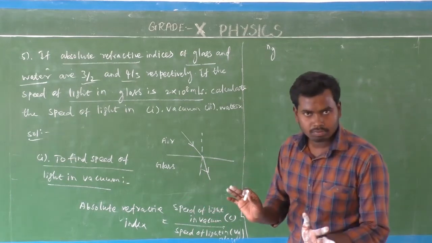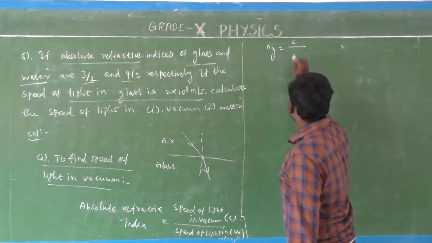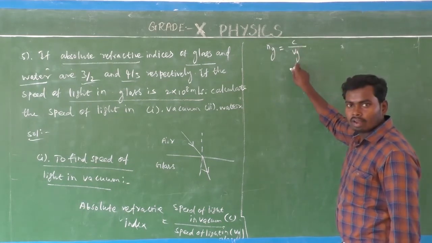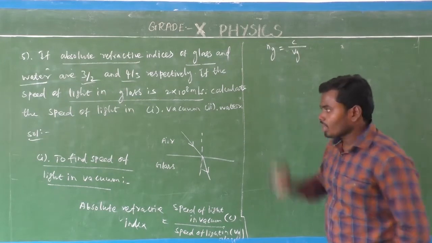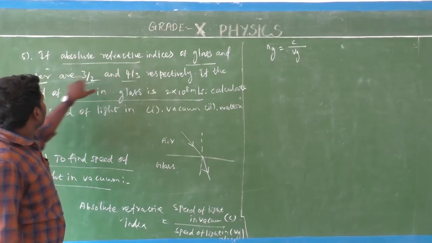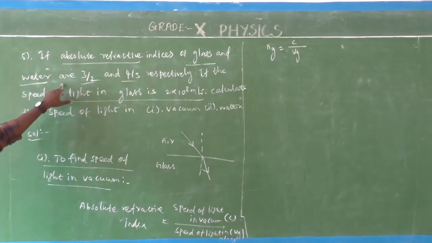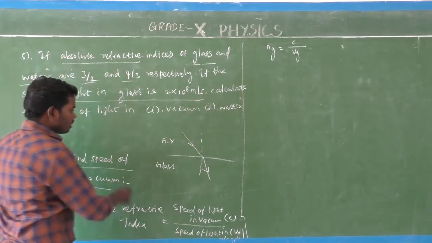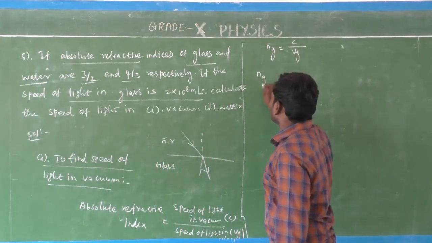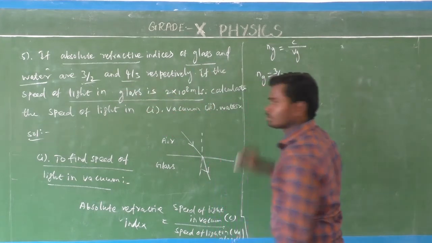We should not mention that. That is equal to c divided by vg. What is c? c means nothing but the speed of light in vacuum. Then vg is the speed of light in glass. Here, what are the values we know? The absolute refractive index we know. So the absolute refractive index of glass is 3 by 2. I'll write here: absolute refractive index of glass with respect to air is equal to 3 by 2.